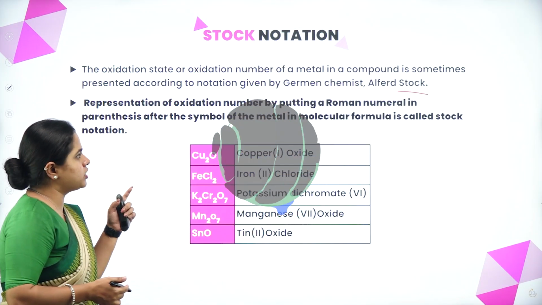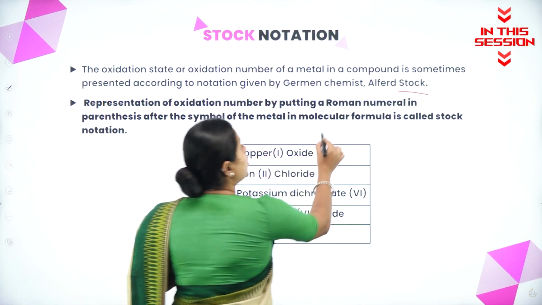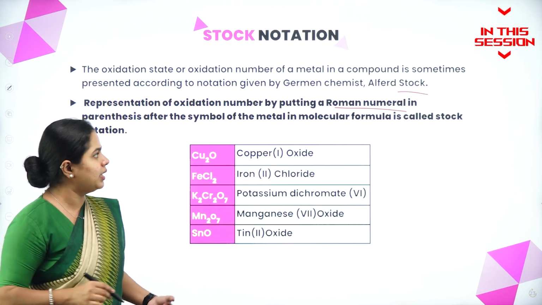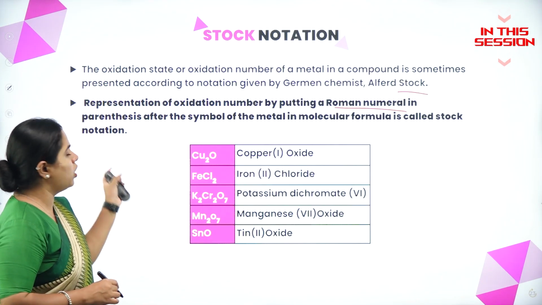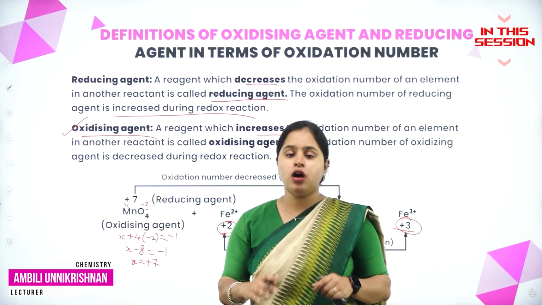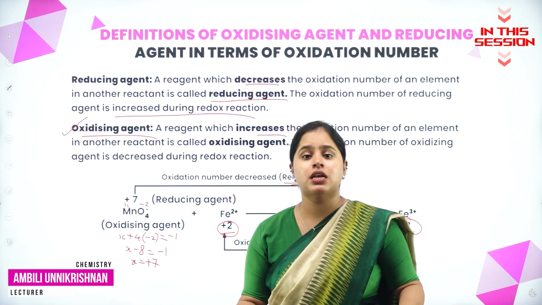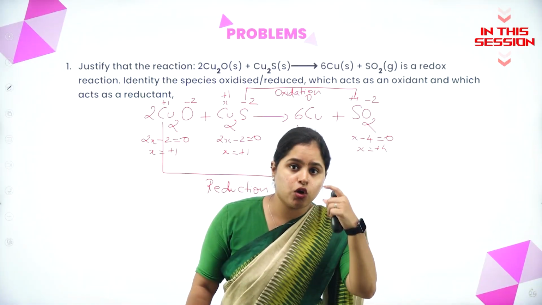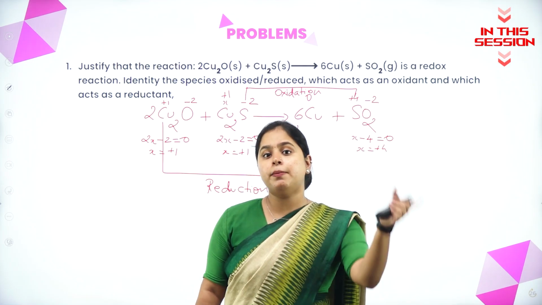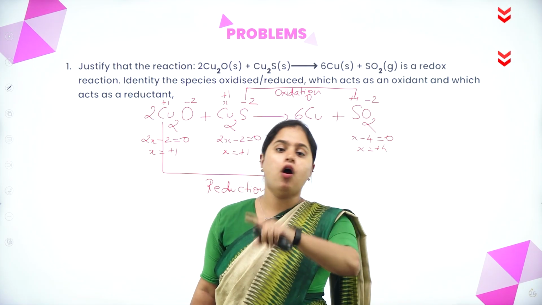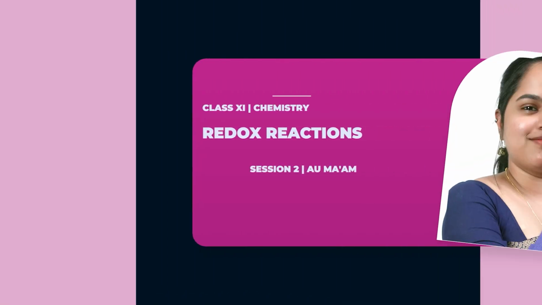The representation of oxidation number by putting a Roman numeral in parenthesis after the symbol of the metal in molecular formula is called Stock notation. Oxidation is the reaction in which the oxidation number increases, and in reduction the oxidation number decreases. Which is undergoing oxidation, that will be the reducing agent, and which is undergoing reduction, that will be the oxidizing agent.